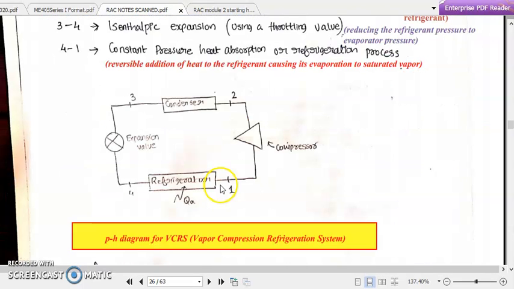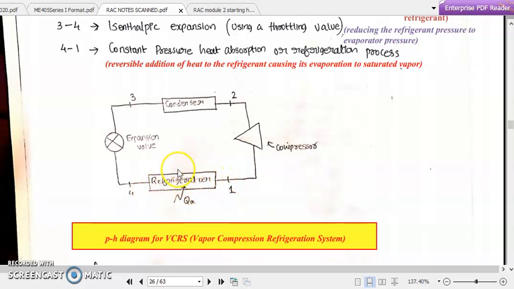Okay, so by considering all this, the standard diagram of our vapor compression refrigeration process will appear like this. The most important step is our refrigeration step, or the constant pressure heat absorption step, or the evaporator process.